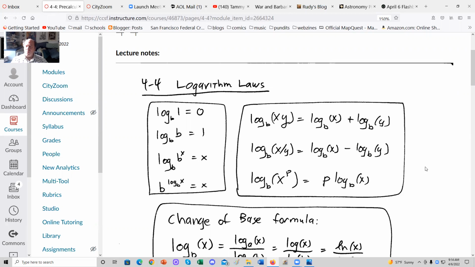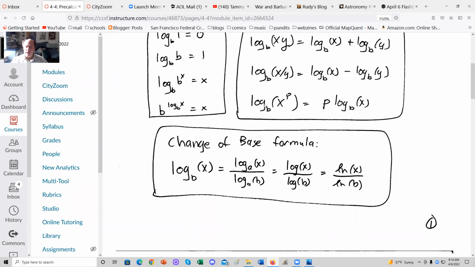b to the x times y is b to the x itself to the power y, so exponential turns a product into a power, and conversely, logarithm turns a power into a product. And from this last one follow what are called the change of base formulas. Log base b of x can be written as a ratio of natural logs, natural log x over natural log b, also common log x over common log b, and in general, log base a of x over log base a of b. You can find derivations of these formulas in the textbook.